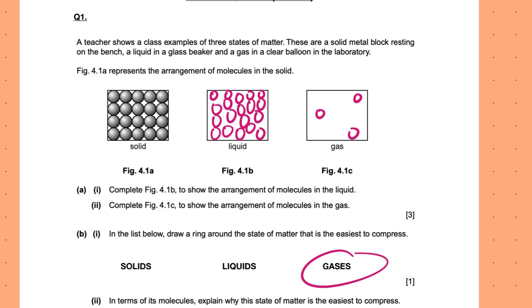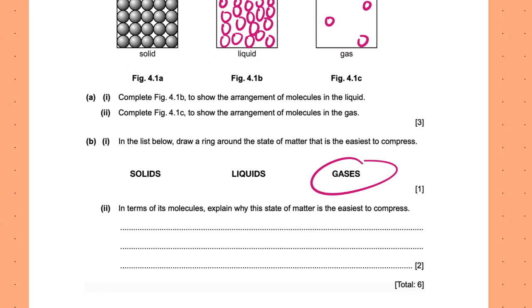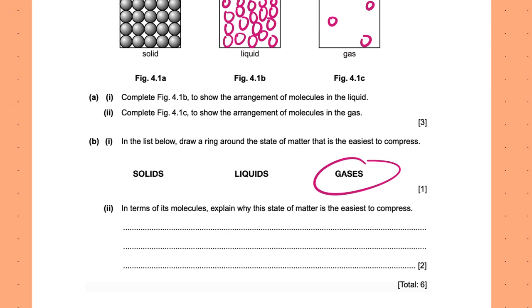In terms of its molecules, explain why this state of matter is the easiest to compress. So why is this the easiest to compress? You'll just say a couple of things. First of all, always remember to mention intermolecular forces in your answers. So you'll say that there are non-existent intermolecular forces.